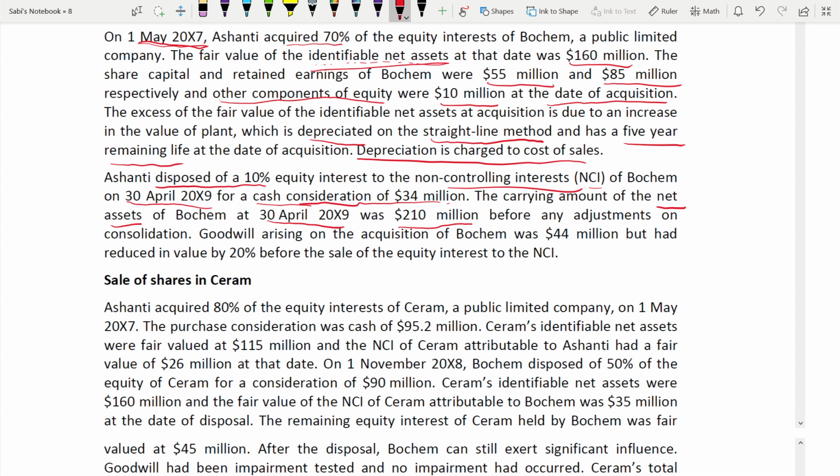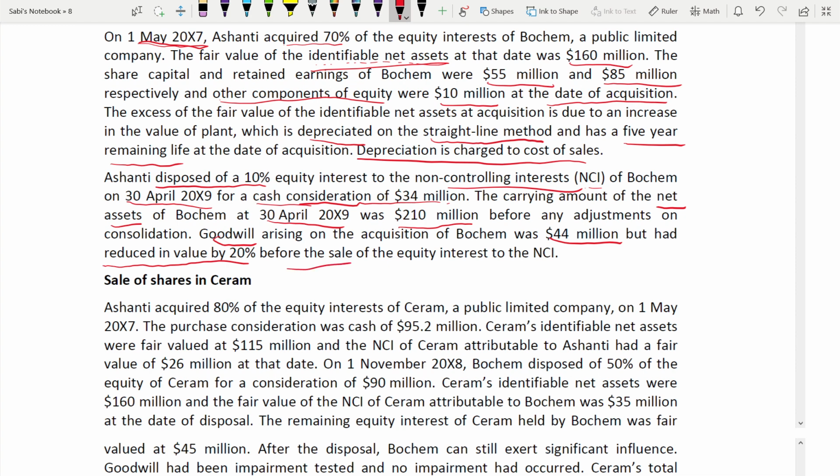When you acquired 70%, NCI was 30%. Now, when you have disposed of the 10%, NCI increased by another 10%. Your shareholding went down from 70 to 60%. NCI increased from 30 to 40%. In other words, NCI is buying it from you, right? That's why. So goodwill is 44 million and it reduced in value by 20%. All this happened before the sale.